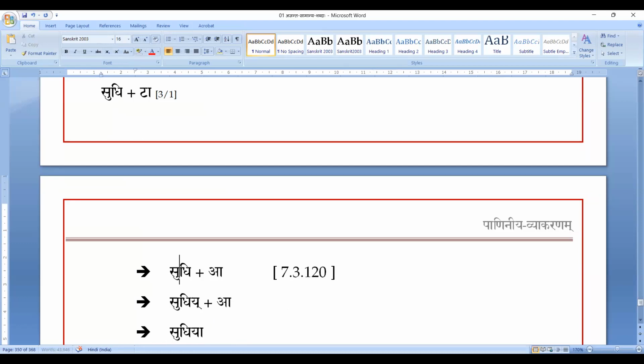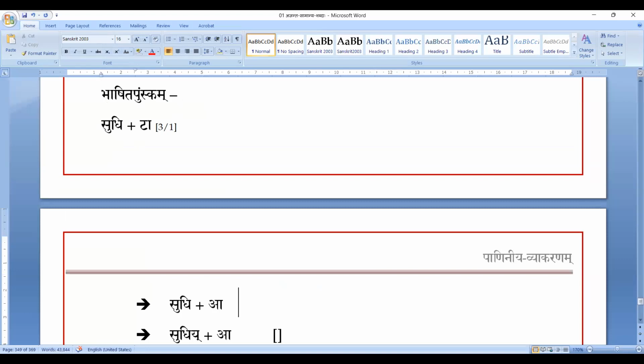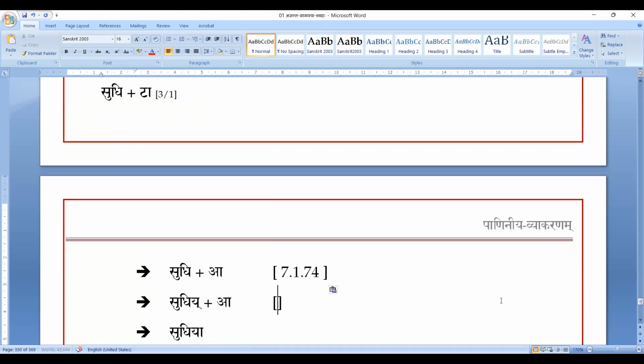So here I will write Sudhi plus. This is by Bhashita Pumska, number 7174. Now here what will happen? Will it become Dirgha? Will it become Sudhi with a long vowel because of the Bhashita Pumska rule? No.